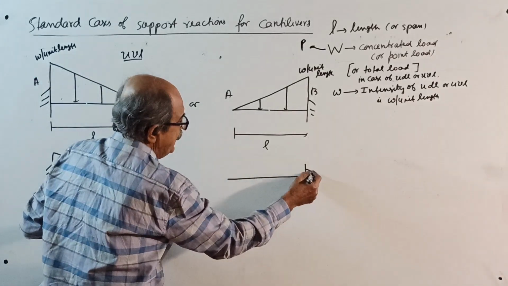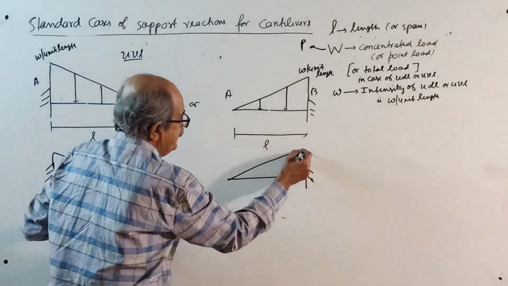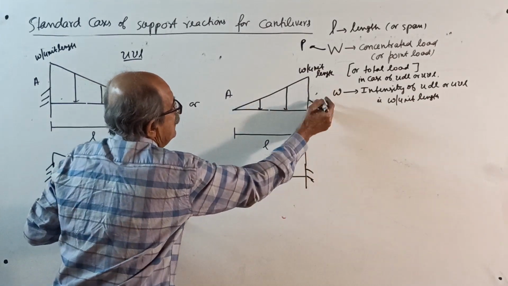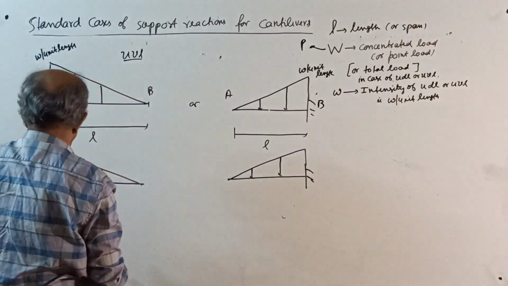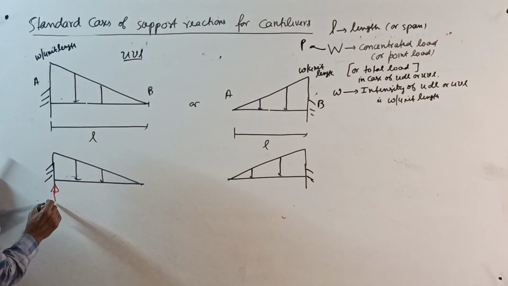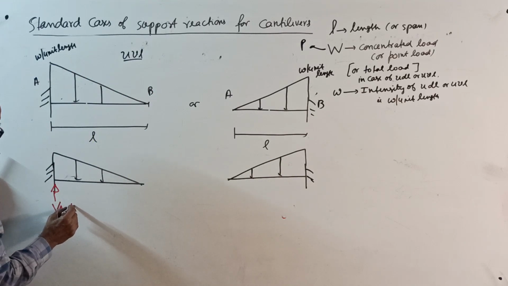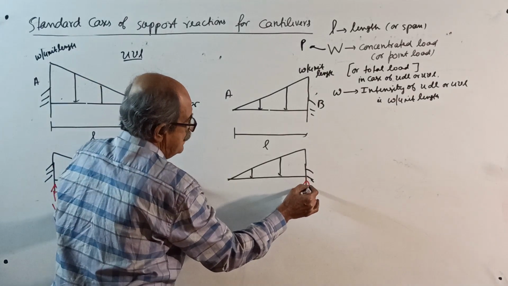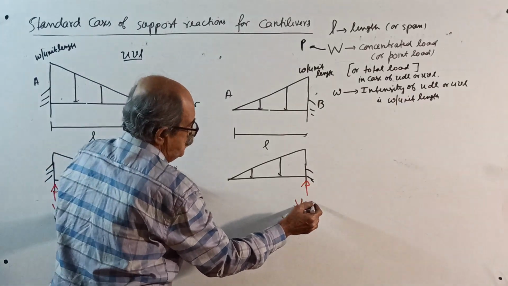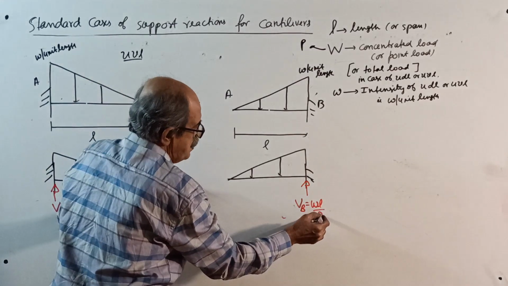Okay, I won't write ABCD now. How many times do I have to write ABCD? I wrote AB here, sufficient. If I write AB, again AB only. Why do you want to waste time? Okay, see here. VA equal to WL by 2. VB equal to WL by 2.